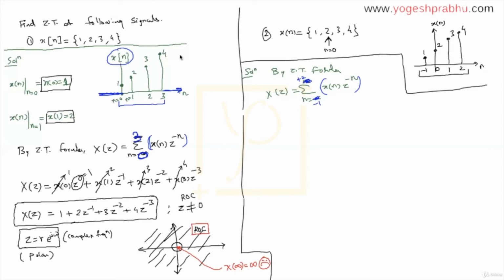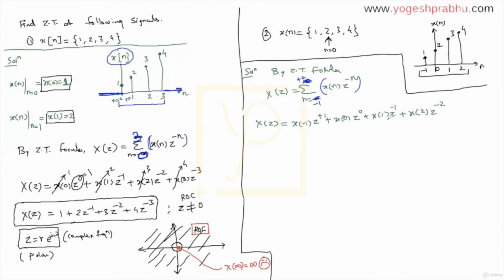So I'll get x of z is equal to, let me write this down now, n equal to -1. In this expression we'll substitute. So this will be x of -1 z raised to +1. Then let's put the next value, n equal to 0. This is x of 0 z raised to 0. Then the next value is x of 1 z raised to -1. And this is x of 2, the last value. The last value of n is 2. You can see n is going from -1 to 2. So x of 2 z raised to -2.